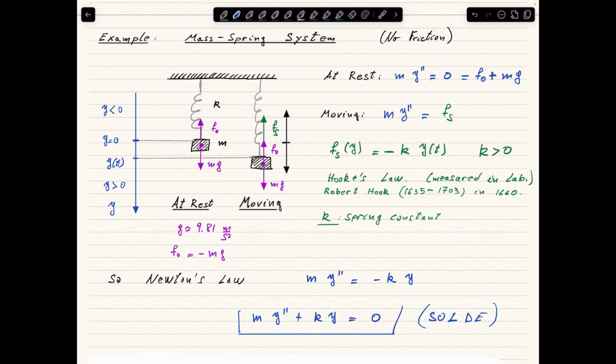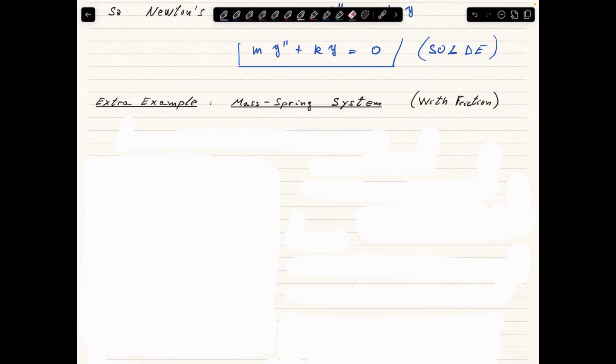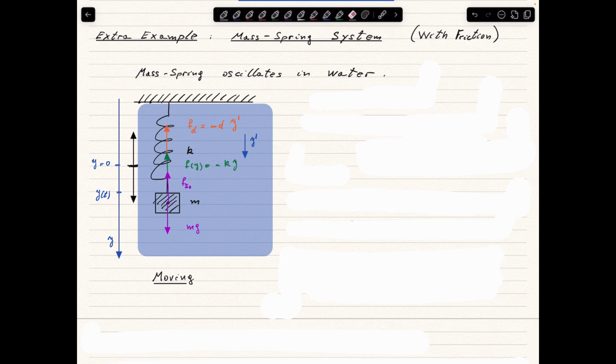So this is the main example, the mass spring system, and we are considering the case of no friction. Another important example is, again, a mass spring system, but this time with friction. For example, when we have the mass spring system oscillating inside water. So in that case, we are going to have a picture more or less like this. We have our spring oscillating back and forth inside water, and everything else is the same.